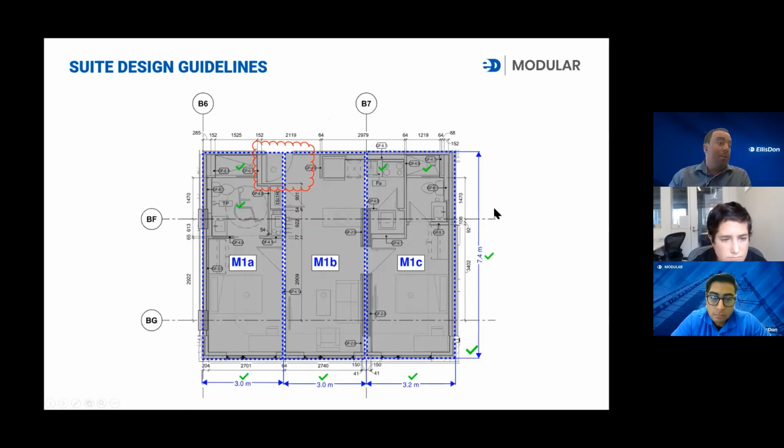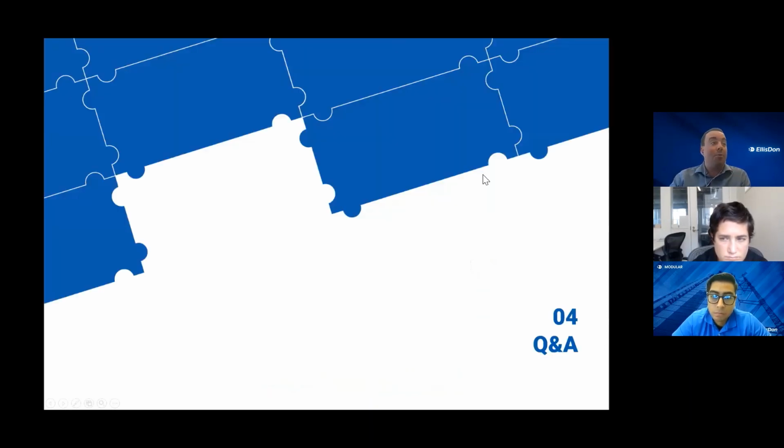Here's another example of a project that for the most part met our optimized design guidelines, except for our entry door. It would have fallen in between two modules, which from a structural standpoint would be a concern. So we recommended very minimal adjustments, just shifting that door to the center of a module. These are some of the things we look for when projects are brought to us.